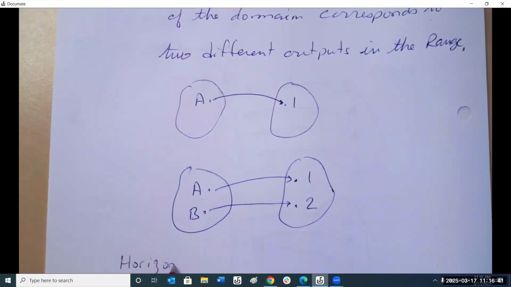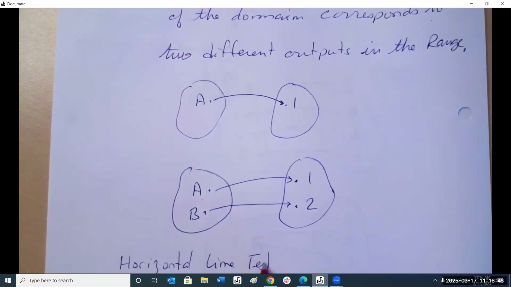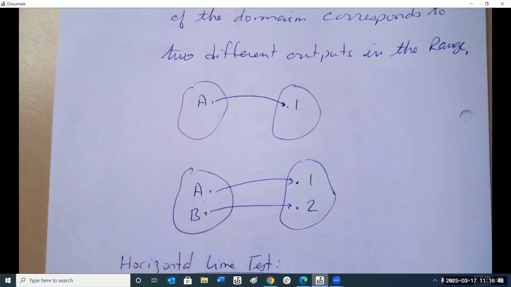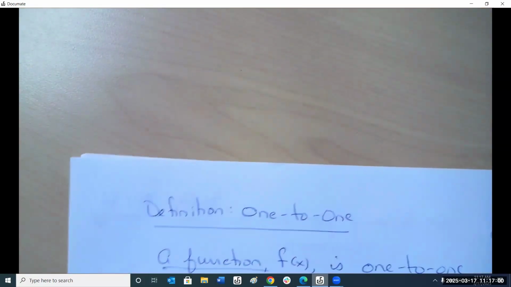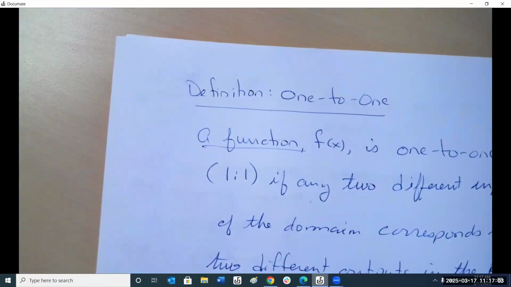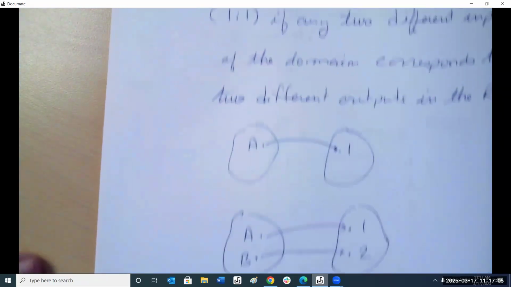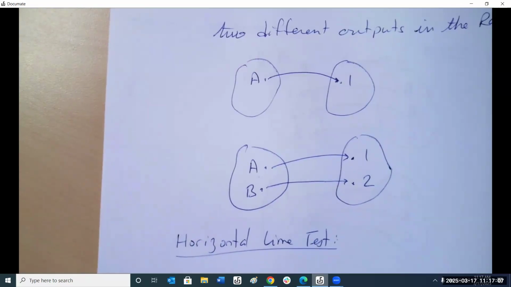All the vertical line test is is whether it's a function. If it's not a function, we don't have to worry about the one-to-oneness. You notice it says the first part, a function. It has to be a function, has to pass the vertical line test. Now, if it passes the vertical line test, then can it pass this horizontal line test, which is the same thing, but horizontally. It can't cross it more than once.